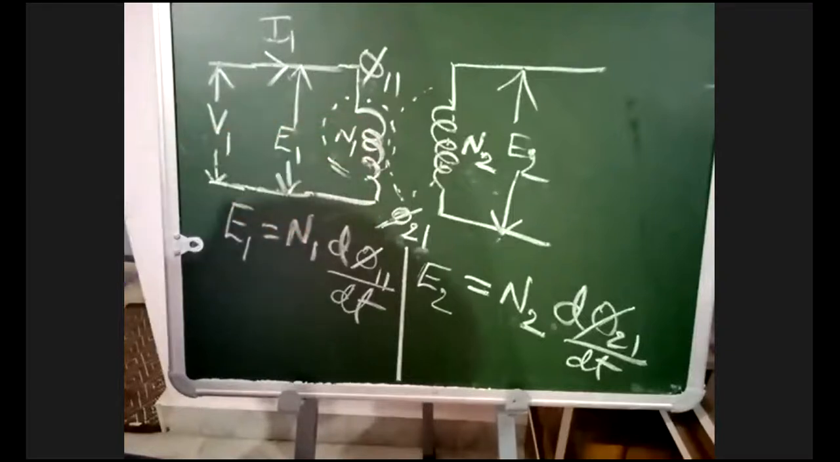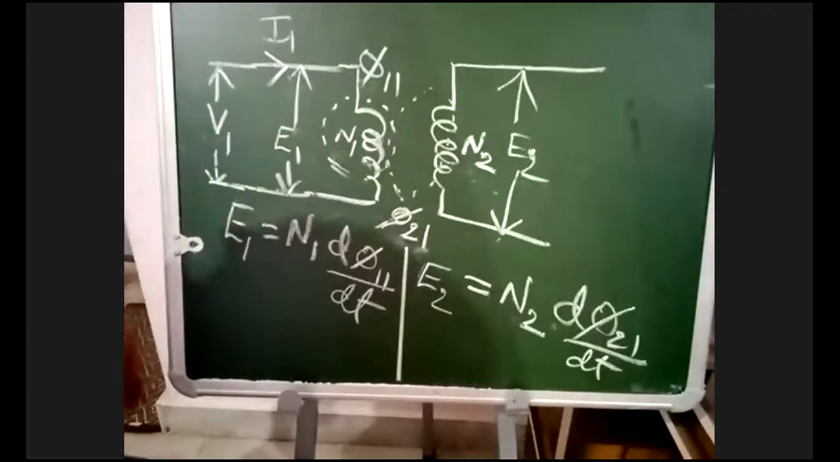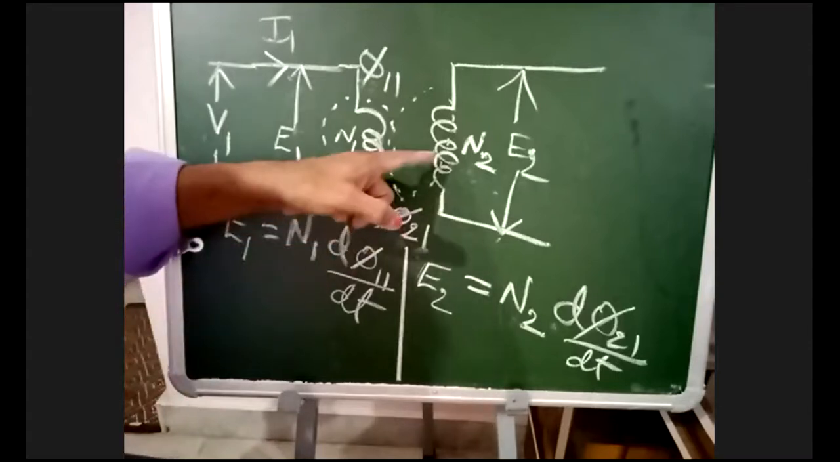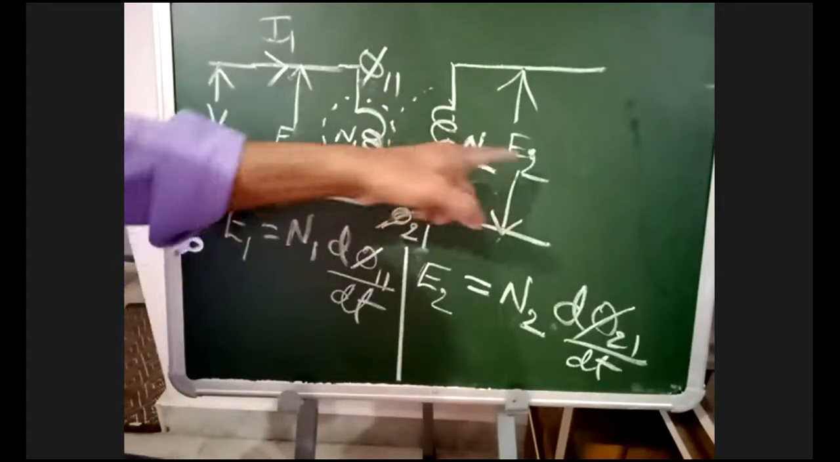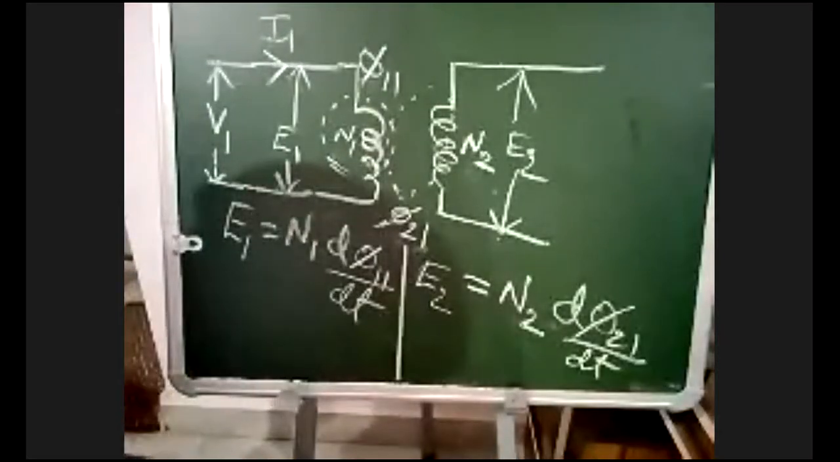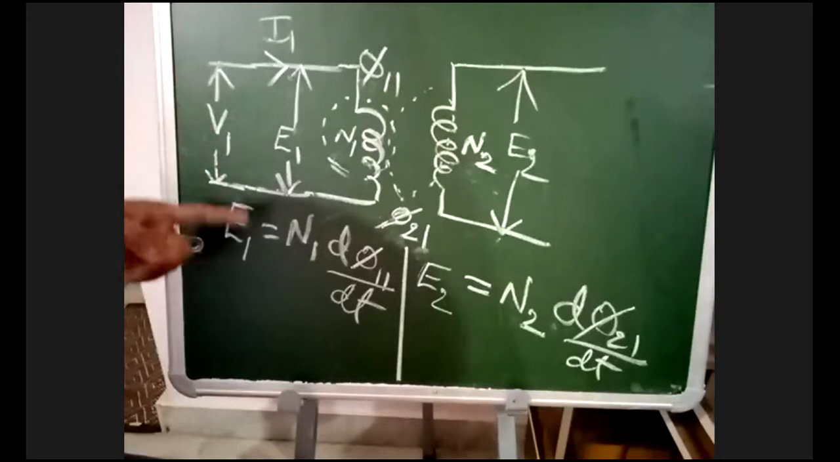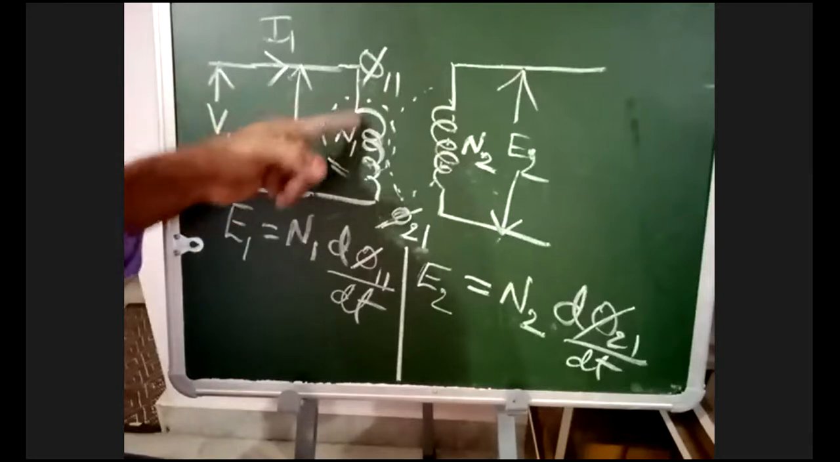What is the voltage here in N1? What is the induced voltage in N1? 1 turn is equal to 1 volt. 200 turns are there, so what is the voltage E1? 200 volts. Suppose N2 is 400 turns. What is the voltage E2? 400 volts. Sometimes V1 may be equal to E1, but there is no guarantee that V1 is equal to E1 because of the number of turns.